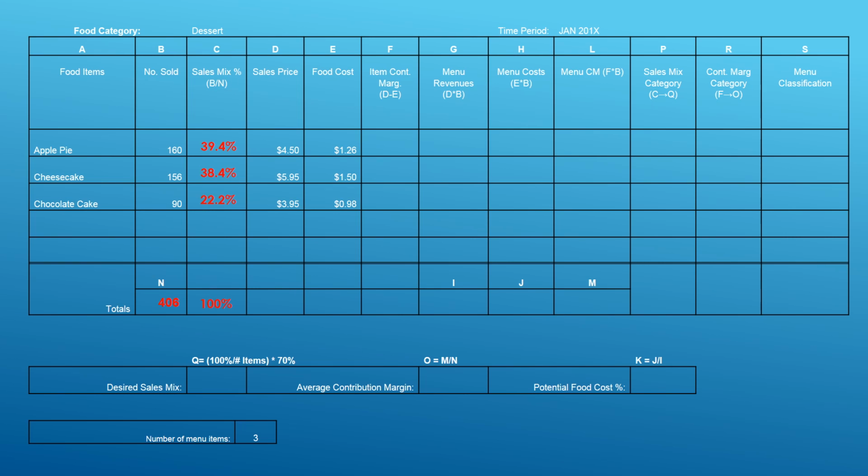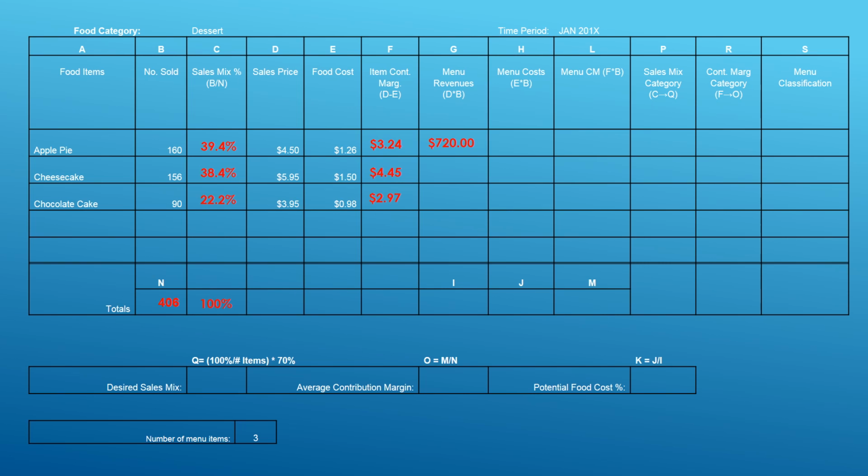All right, so now we can go over to the next step, D minus E. We have the sales price and we have the food cost, so we can figure out each one of these items' contribution margin. So we're going to get 3.24, 4.45, and 2.97. We can also then jump ahead here to menu revenues: D, sales price, multiplied by how many we sold of each one of these. So let's do that right now.